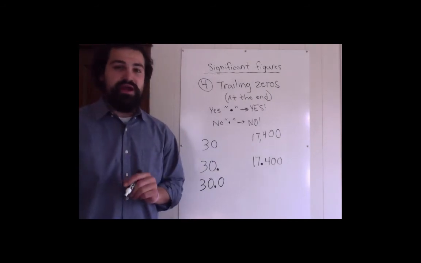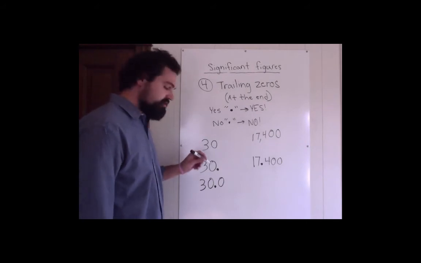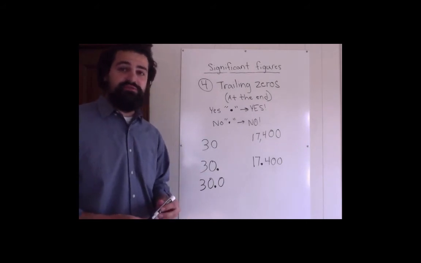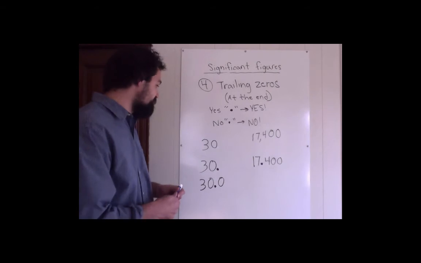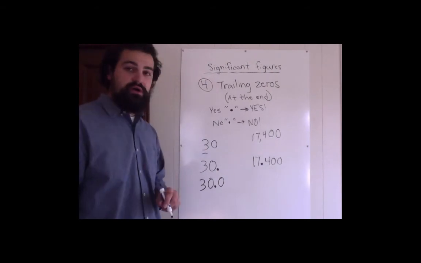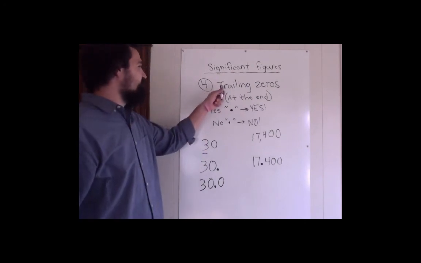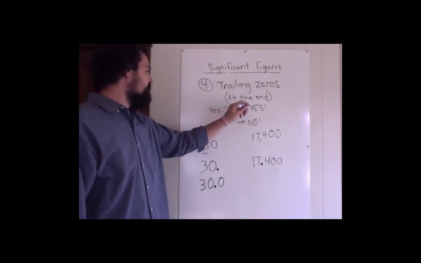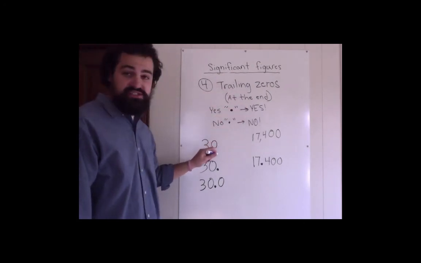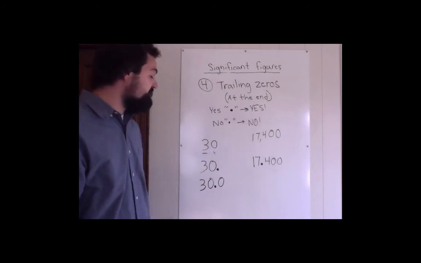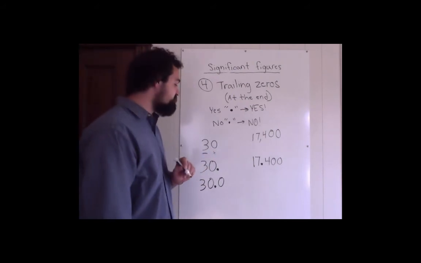Let's put this into practice. 30. The 3 is significant because it is a non-zero digit. The 0 is at the end. Yes dot yes, no dot no. No decimal. So it's not significant. So 30 only has one significant digit.